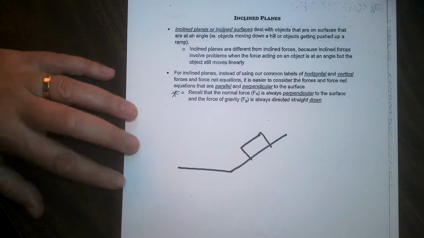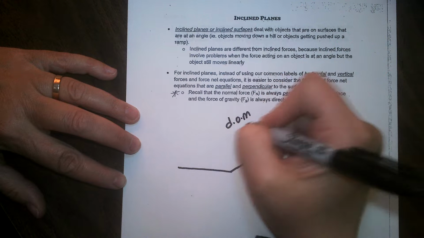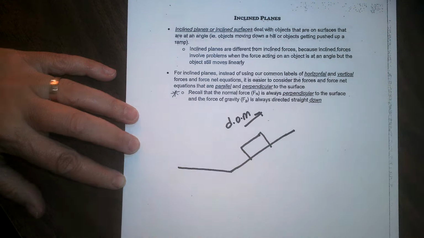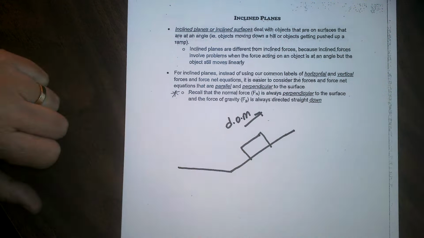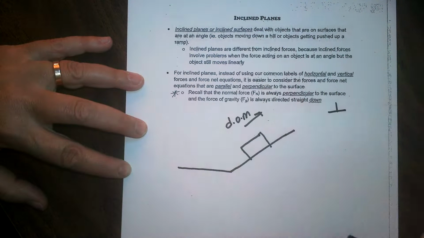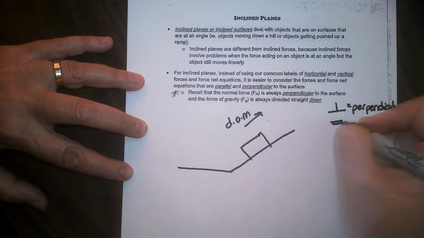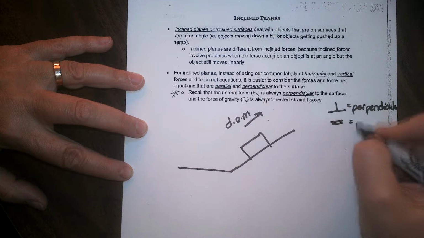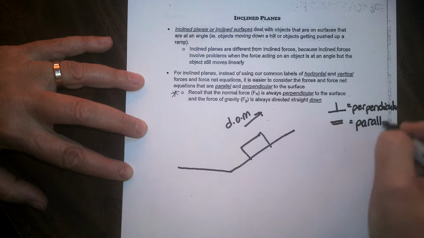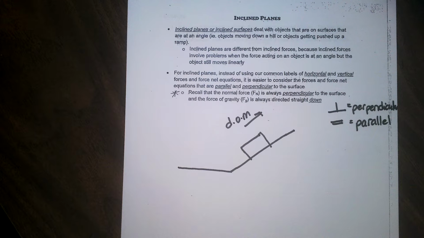If an object's being pulled up a ramp, our direction of motion is now this way. Okay? And so two new words to us, but not to us, is this symbol here. This means perpendicular. And this symbol here means parallel. And we're always talking to the surface.